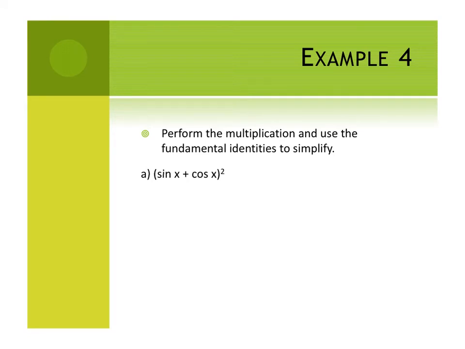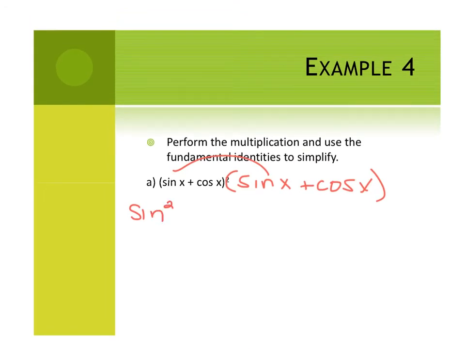All right, 4 says perform the multiplication and then use the fundamental identities to simplify. So expand that and FOIL it and see what you get. Start there. All right, so because it's squared, I can't distribute in the squared, which one of you will do on the test, and that's wrong, so don't do that. Okay, we have to expand and FOIL, so it means sine x plus cosine x times sine x plus cosine x. And then when I multiply these out, remember the trig function gets squared but not the x, so that becomes sine squared x plus sine x cosine x.